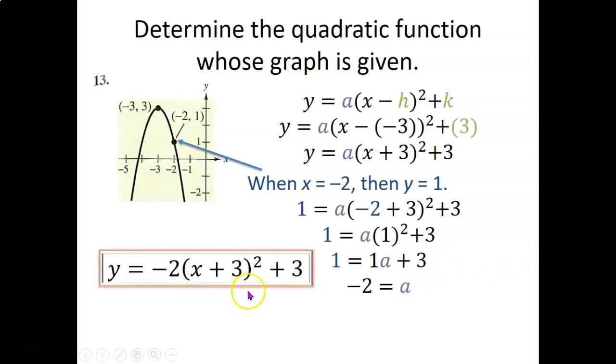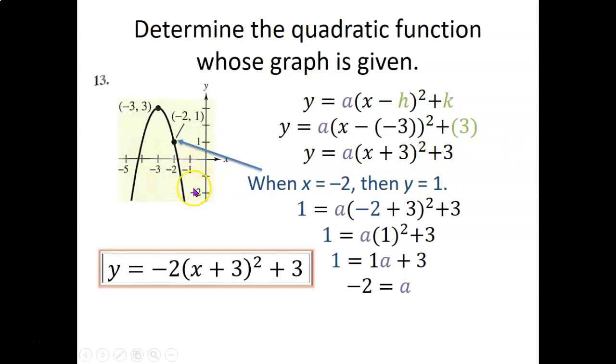So our equation, our function, or what f of x or y has to equal, is negative 2, because that's what we got for a, times (x plus 3) squared plus 3.